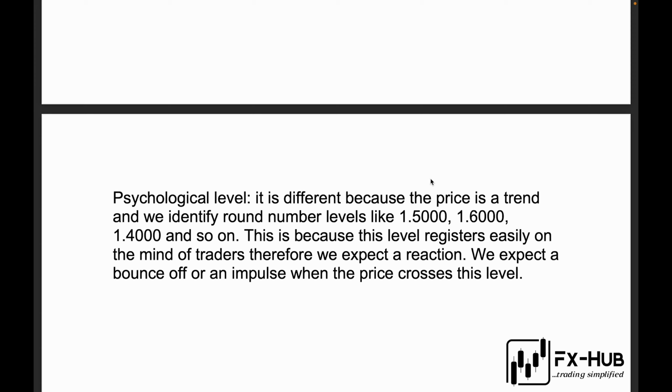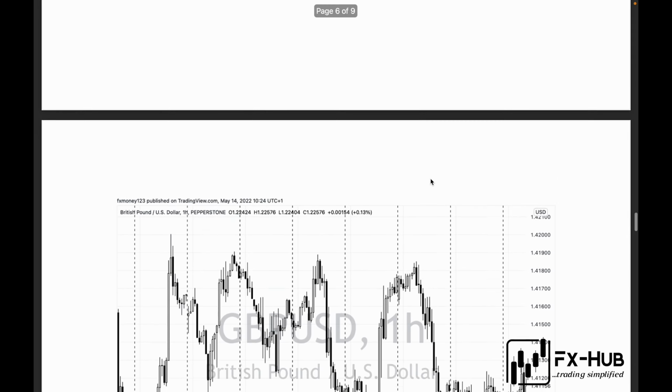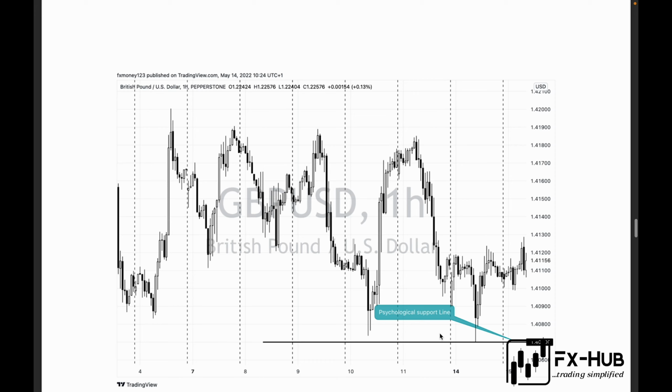Just take a look at these numbers and how easy they are to identify. When we look at the chart now, we see a number that we can identify as a round number. You just look at the market reaction on these numbers. You can actually go back to your chart and watch it yourself. So we expect a bounce off or an impulse when the price crosses this level. Now let's look at an illustration. This is a psychological support level. Look at what the market did.